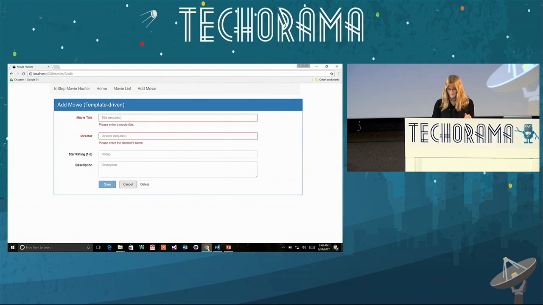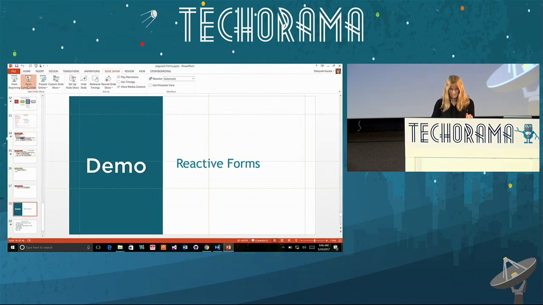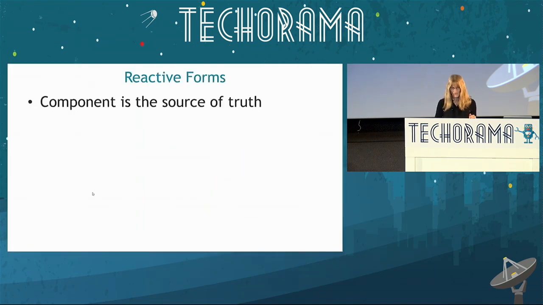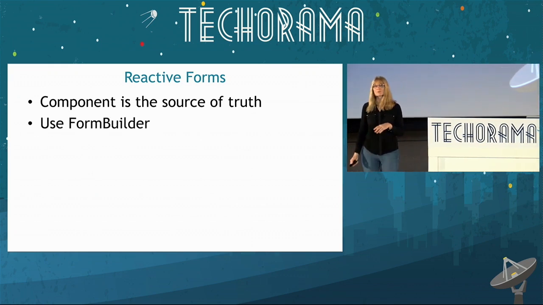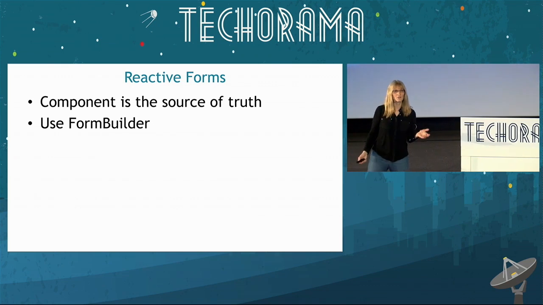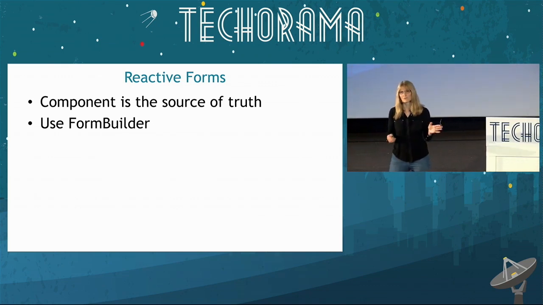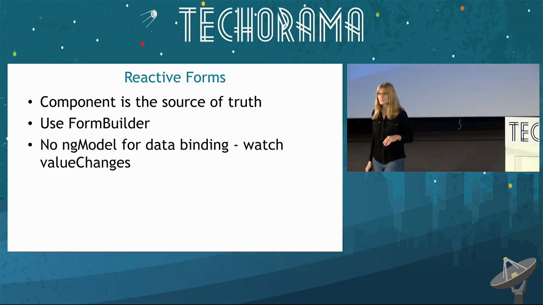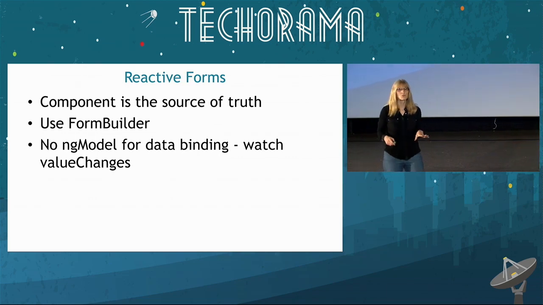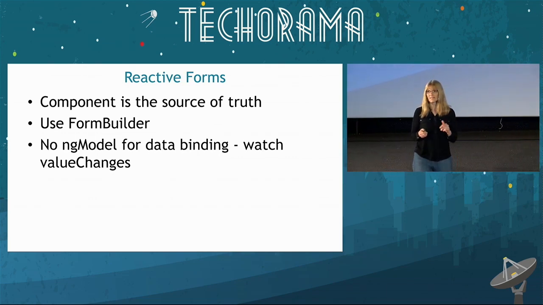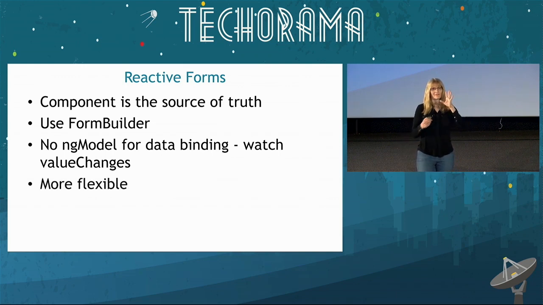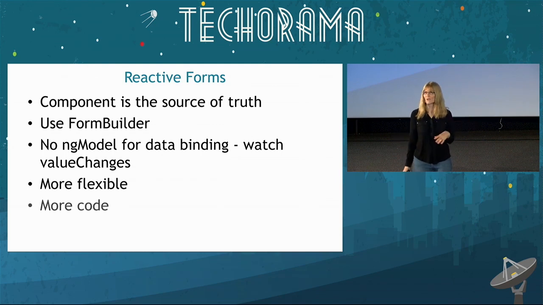All right. So, with reactive forms, our component is the source of truth. It's usually recommended that you use the form builder to dramatically simplify the code for those. You're not using ng model for two-way binding anymore, so you need to watch for value changes. It's much more flexible because you can do anything that you can do in code, but then again, there's significantly more code.